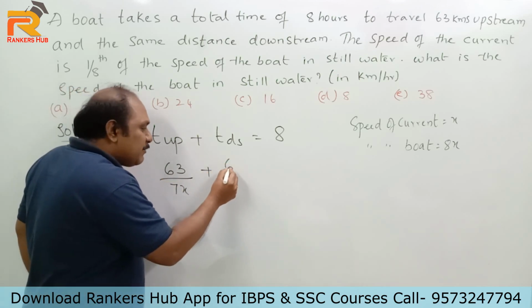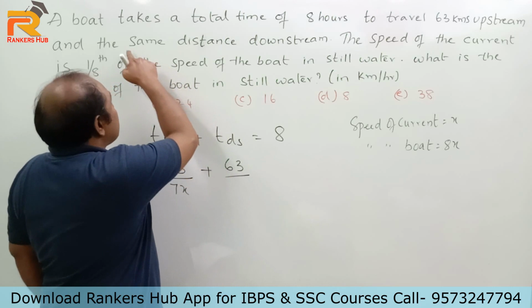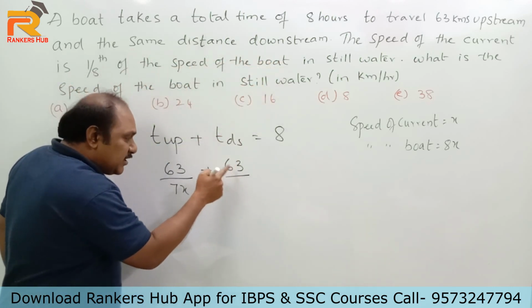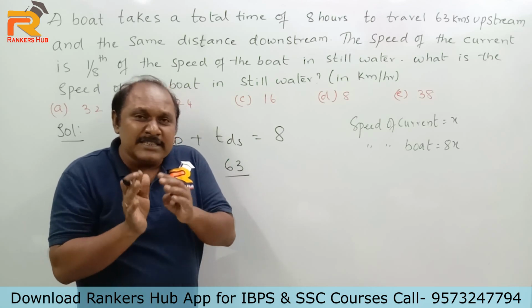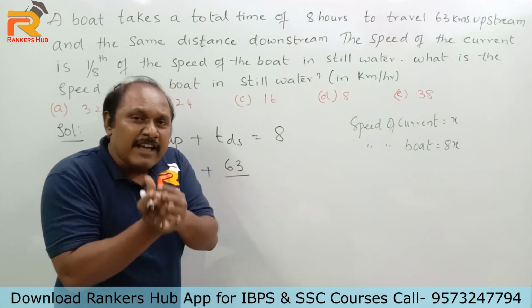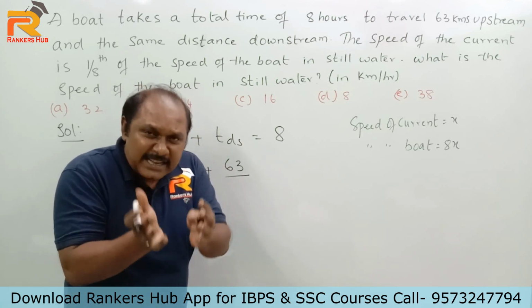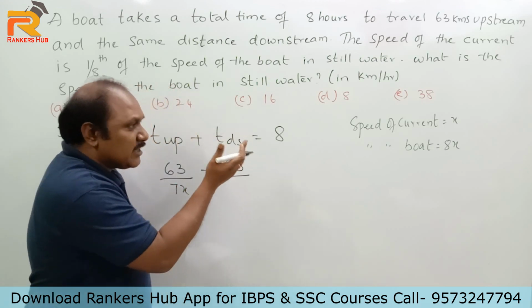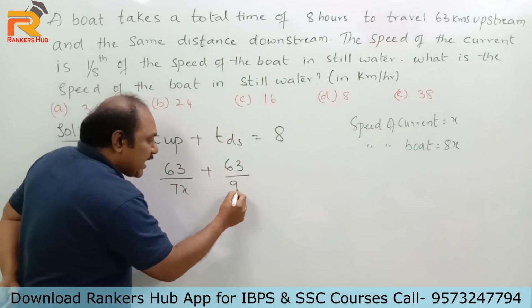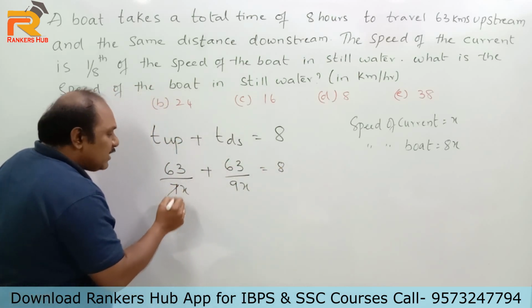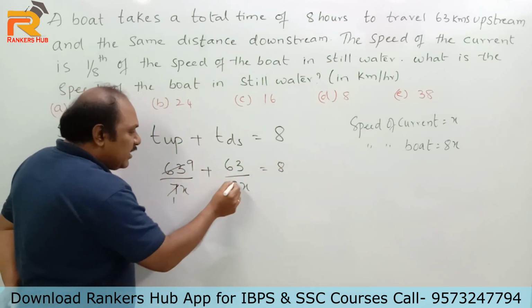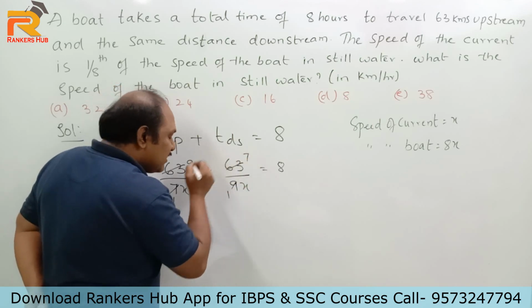Once again, time is nothing but distance by speed. He is saying the same distance downstream. So 63 by, but what is the speed downstream? Speed downstream is nothing but x plus y. Here the y value is x and the x value is 8x. So 8x plus x, it is 9x. And it should be equal to 8. 7 ones are 7, 7 nines are 63, 9 ones are 9, 9 sevens are 63.